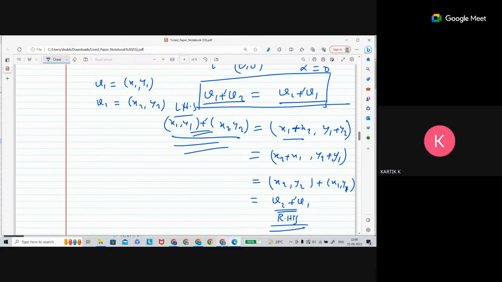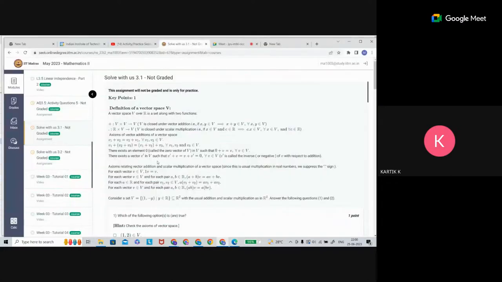The first rule passes. But when I do it for the second one, I will have to take three vectors, X1, Y1, X2, Y2 and X3, Y3, correct? Now, when I add X1, Y1 and X2, Y2, I'll get 0, 0 plus X3, Y3. No, you will not. Sorry.